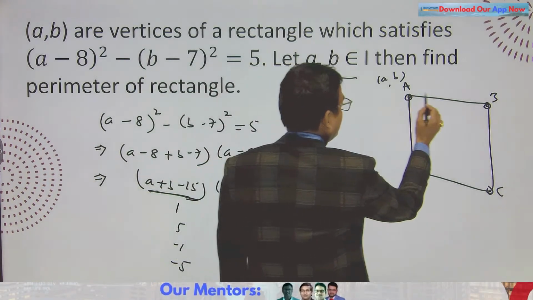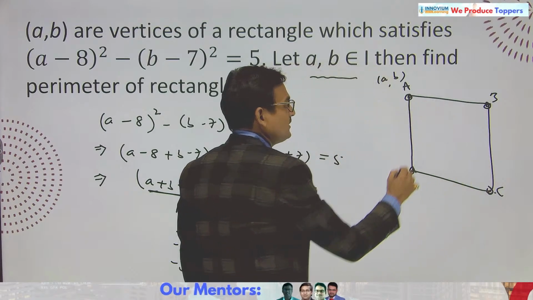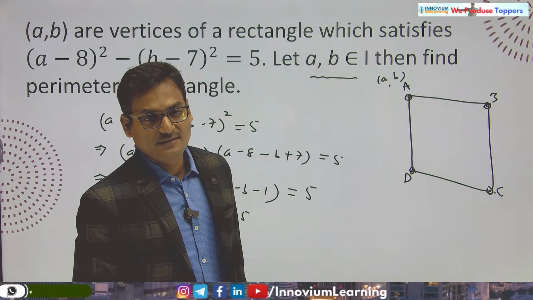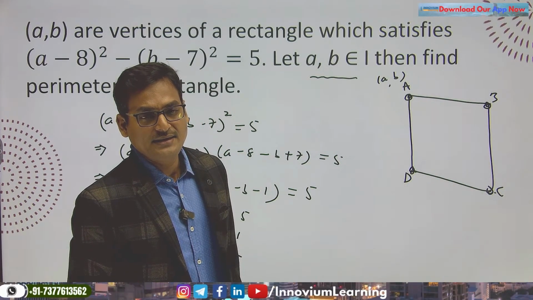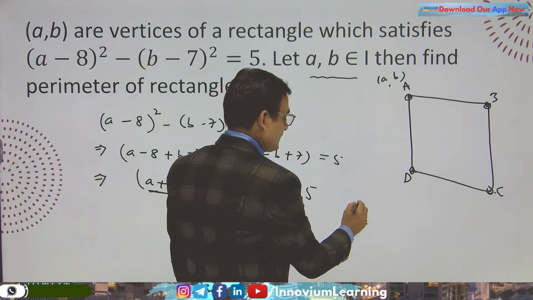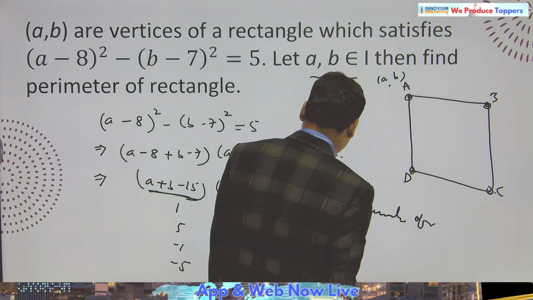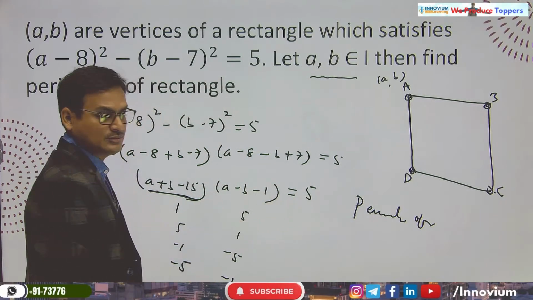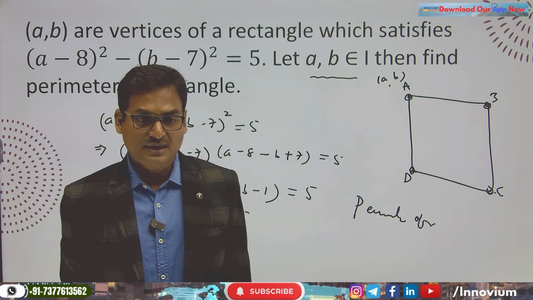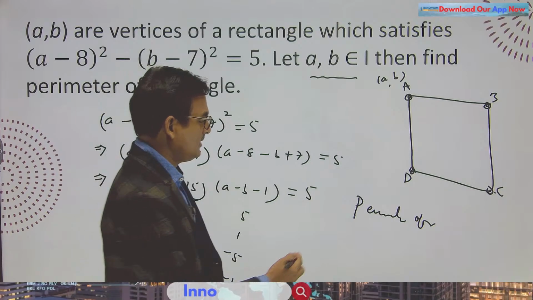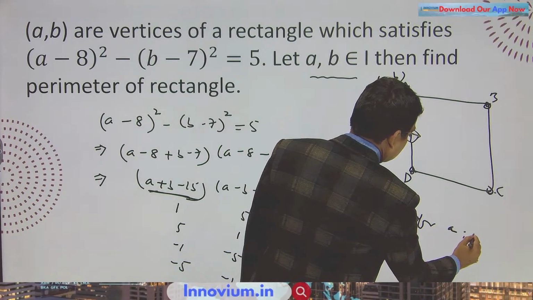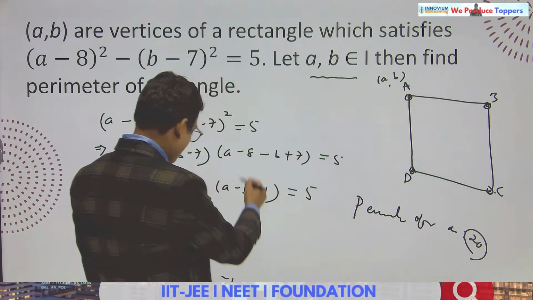Putting the value of A, B here, we can find the vertices of the rectangle and we can find the perimeter of the rectangle. You can solve this to find out the method, the concept I am sharing. After calculation, you can find and the answer will come 20.